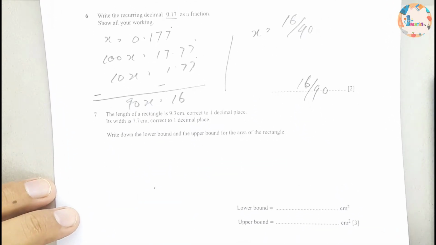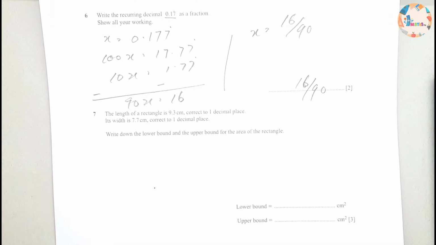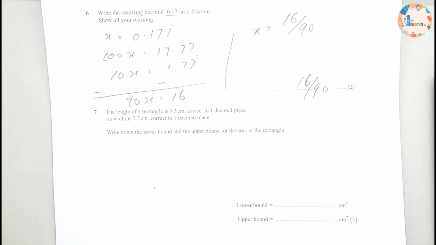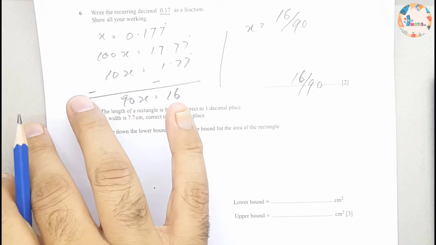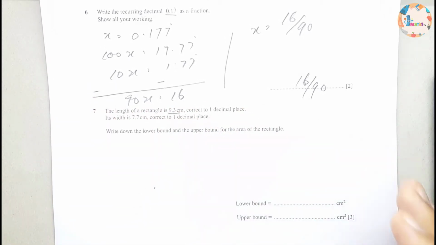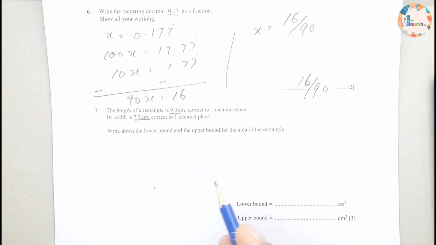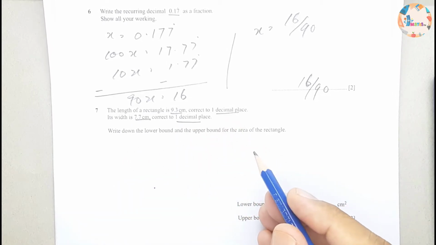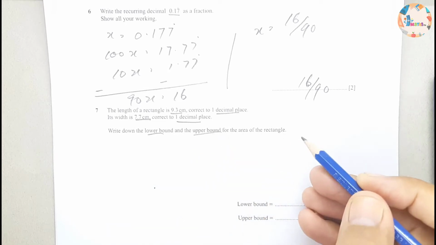Question number 7. The length of a rectangle is 9.3 centimeters, correct to one decimal place. Its width is 7.7. So 9.3 is the length and 7.7 is the width. Both are corrected to one decimal place. Write down the lower bound and upper bound.